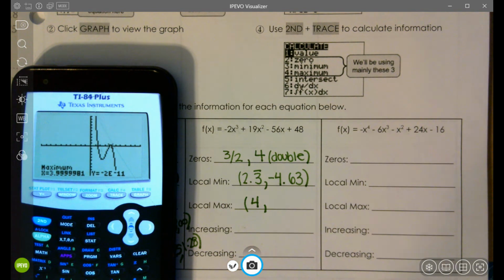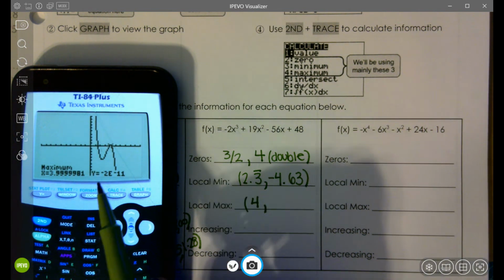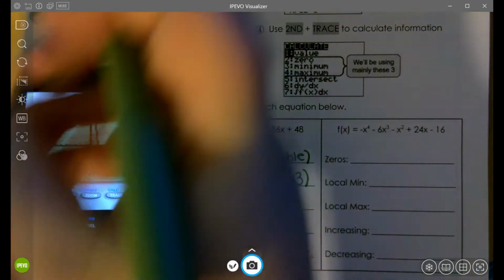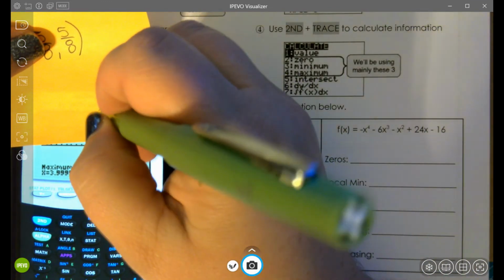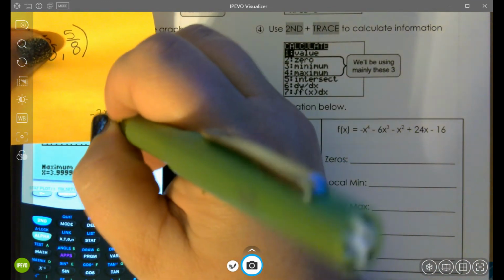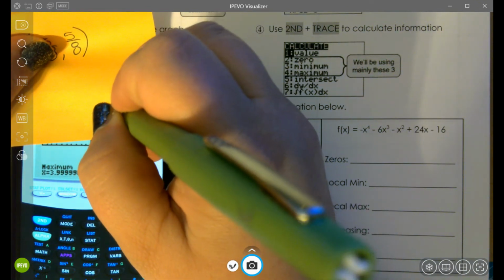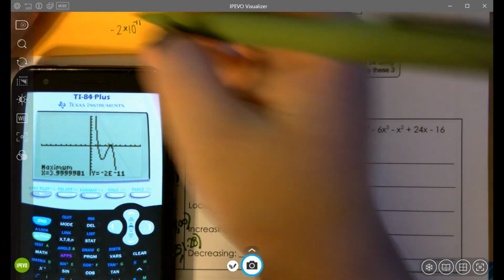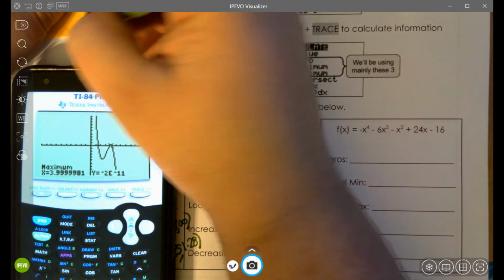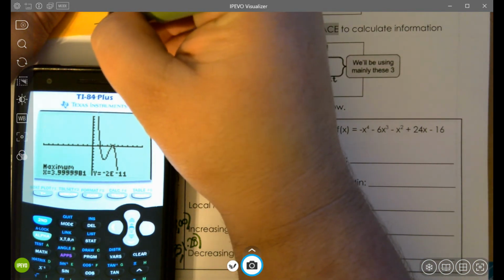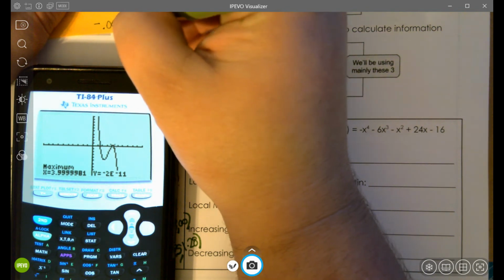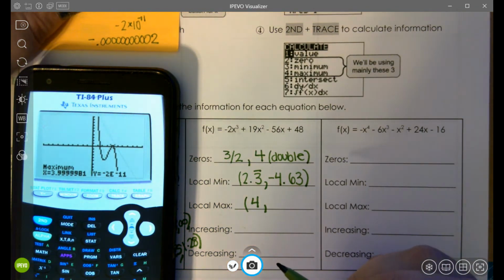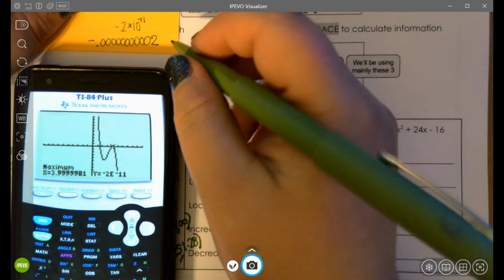And then I picked this problem for a reason. This is trying to say negative 2 times 10 to the power of negative 11. And what that means is it's negative 0.1, 2, 3, 4, 5, 6, 7, 8, 9, 10, 11. Which is basically 0, guys.